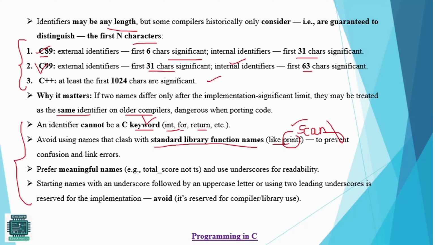Prefer meaningful names. If you want to write a long program of about 100 lines, you want to know each variable you will be using. So preferably use meaningful names. Starting names with an underscore followed by an uppercase letter, or using a leading underscore, is reserved for the implementation. Please avoid this kind of thing because it is reserved for compiler and library use.